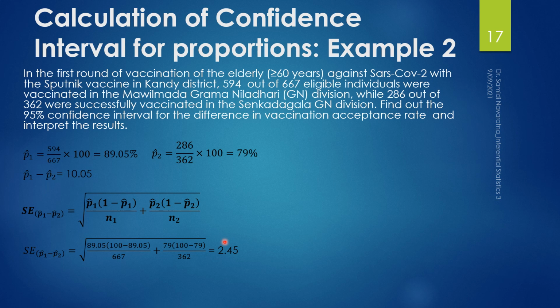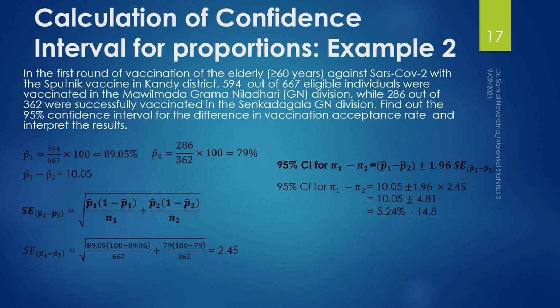Now the next step is to use this calculated estimate for the standard error for calculation of 95% confidence interval. So you know the equation. So we'll just substitute these relevant figures to this equation and simplify it. So the answer is 5.24% to 14.86%.